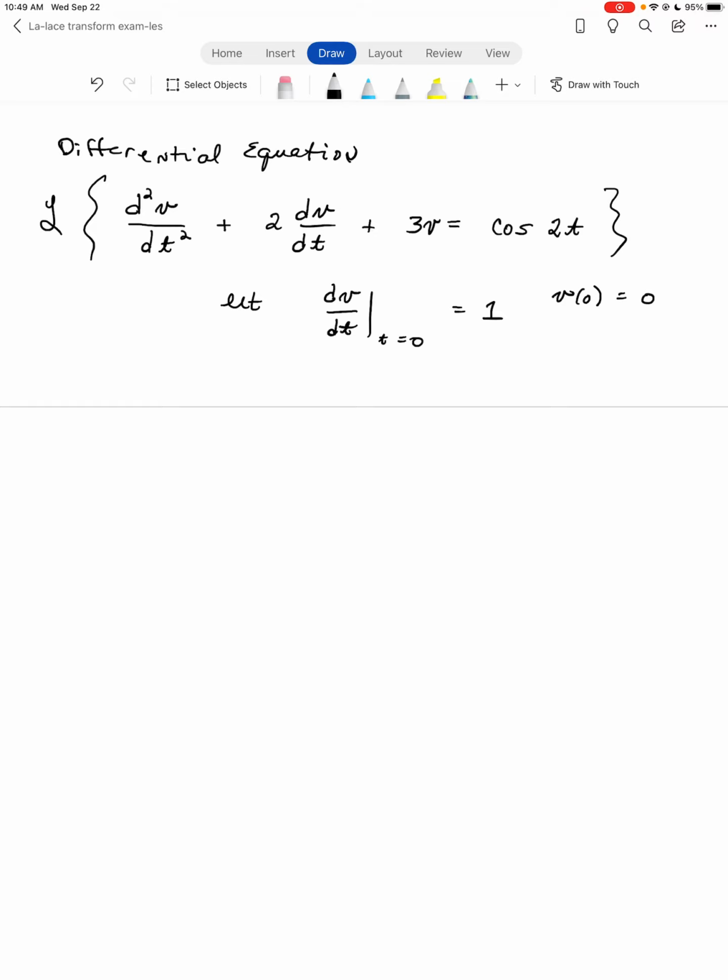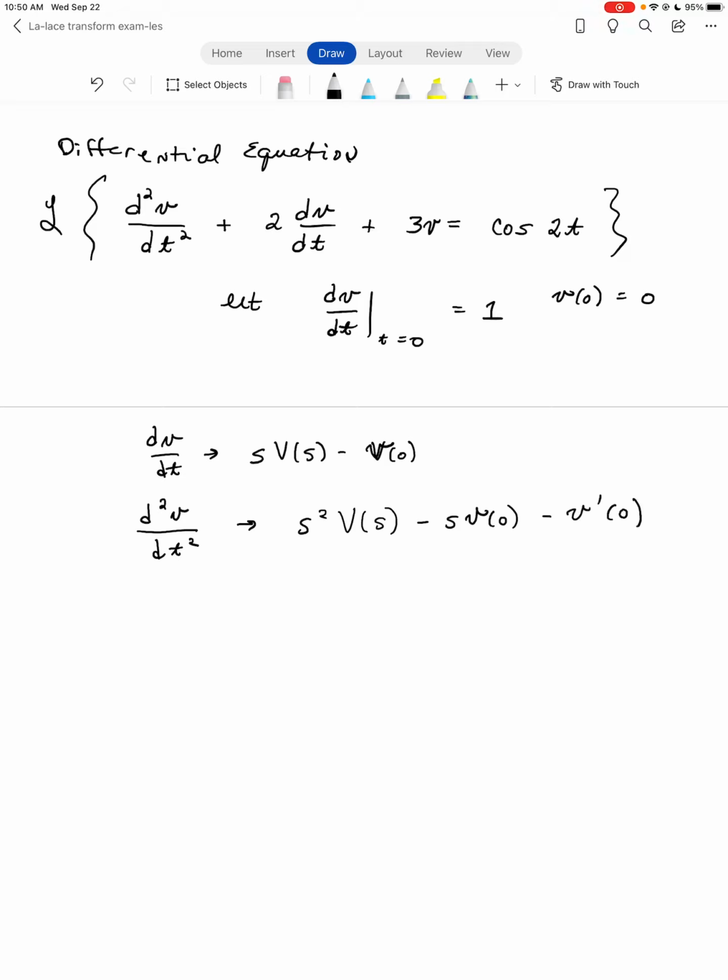What we get out of that, if you recall, is dv/dt goes to s V(s) minus v(0). And sorry, that's little v. The second derivative of v with respect to t squared goes to s squared V(s), then minus s v(0), and then minus v prime of 0.